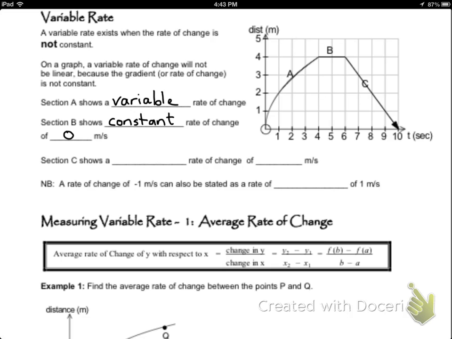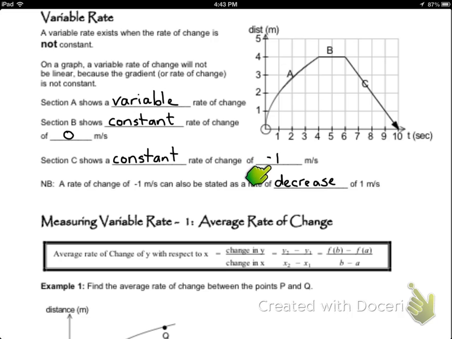Section C shows a rate of change which is negative. In this case, the rate of change is -1 meters per second. The reason for that is because the distance has gone from a distance of 4 meters down to a distance of, if we measure across here, 0 meters, and that's taken place from t equals 6 to t equals 10. So we've actually had a fall of 4 meters over 4 seconds, giving us a rate of change of -1 meters per second.